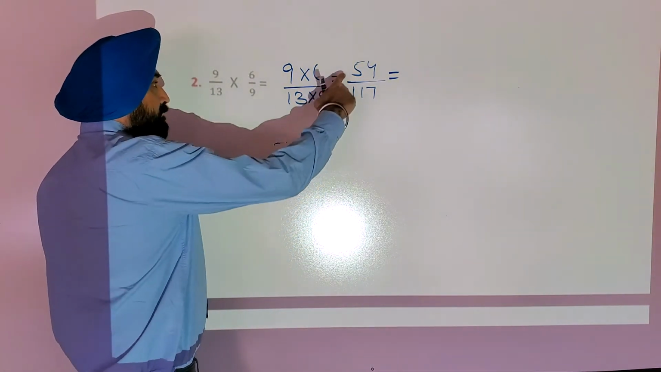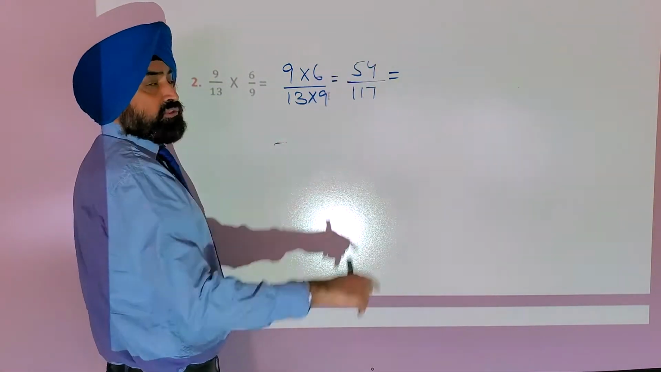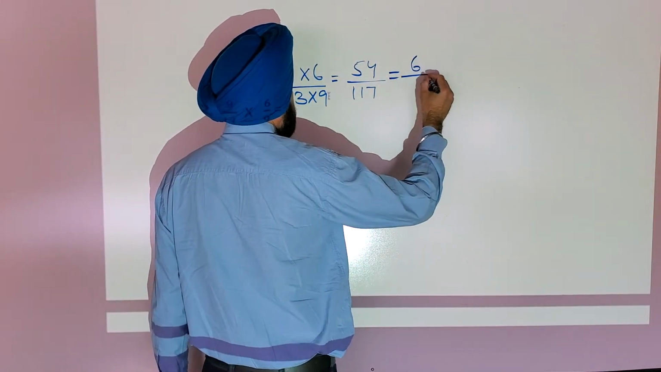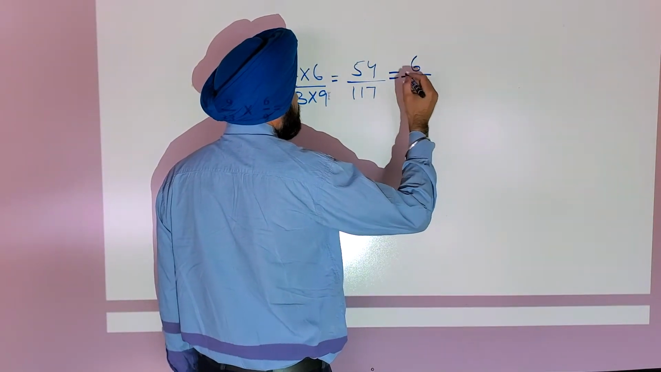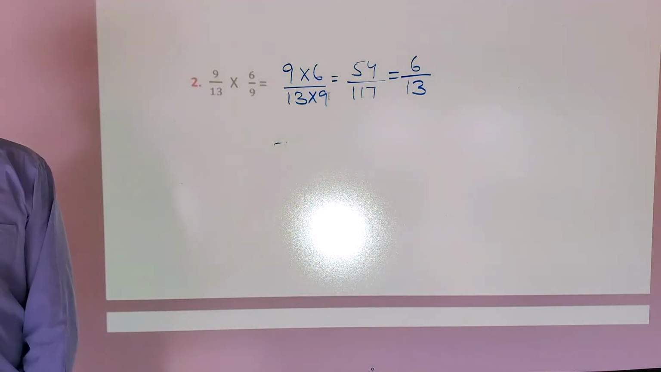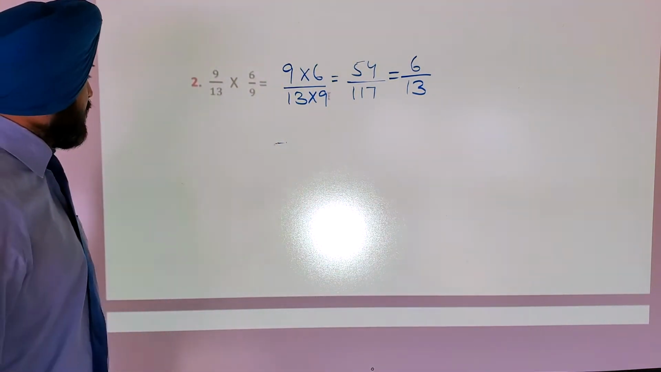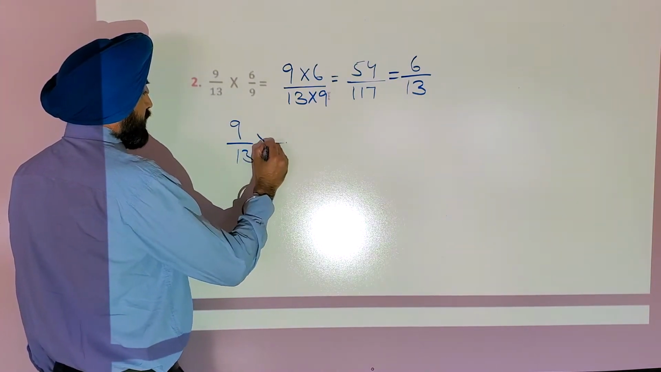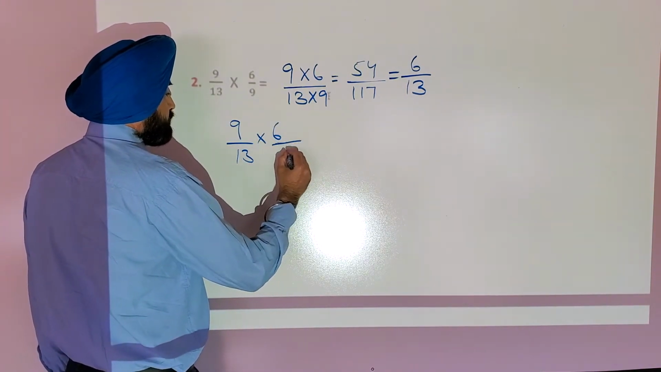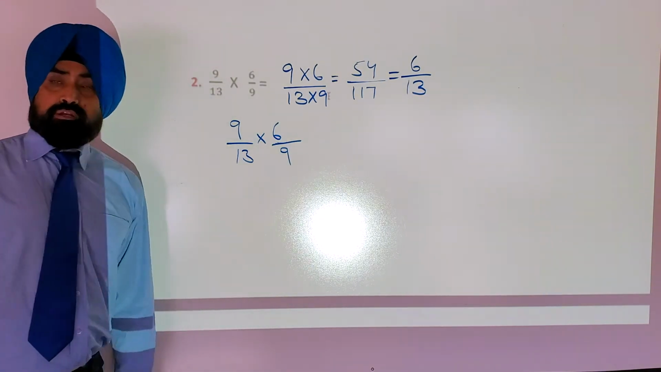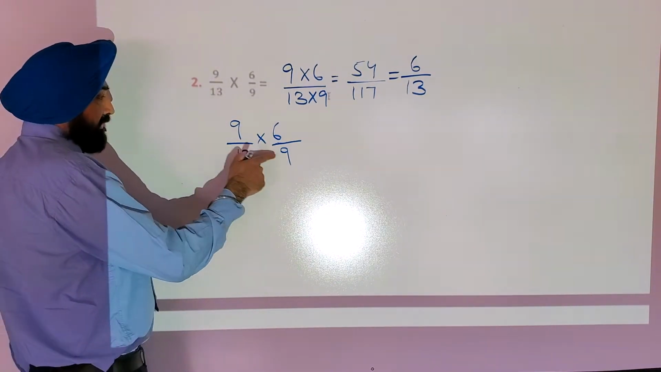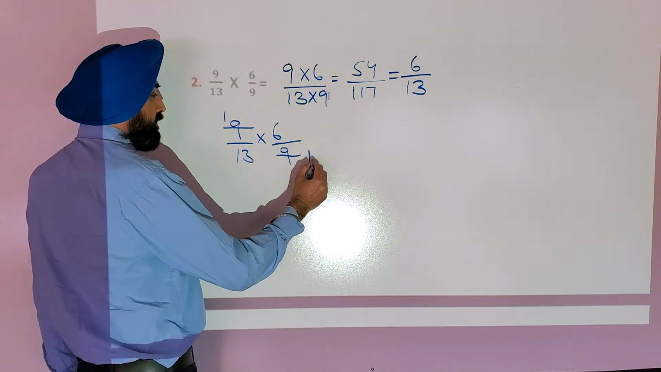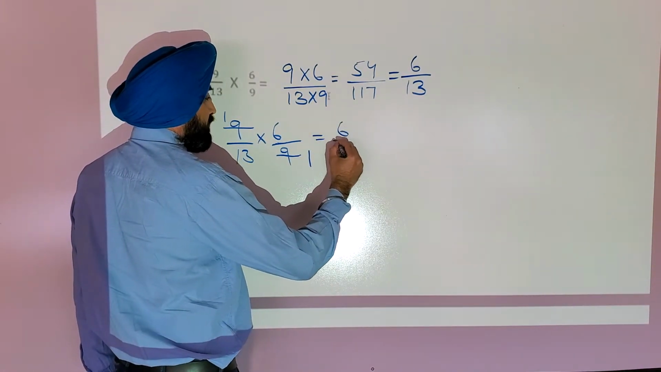So both can be divided by 9. 6 also, 13 also. There's one more thing you can do here. For example, here 9 over 13 multiplied by 6 over 9. You can reduce this way also. This is 9, this is 9. So 9 divided by 9 is 1, 9 divided by 9 is 1. So simply it could be 6 over 13 also.